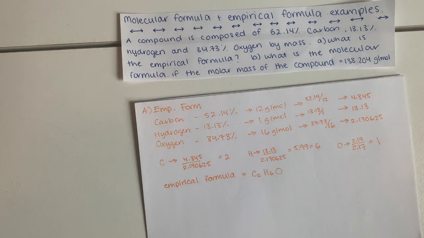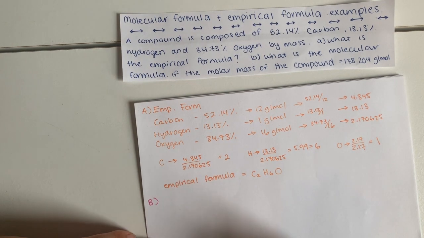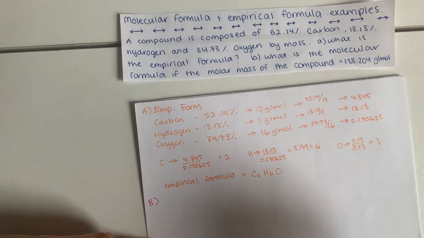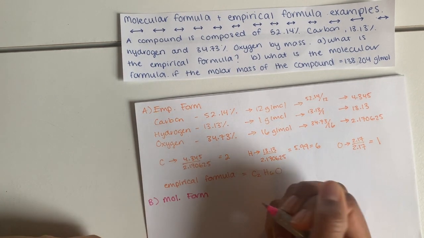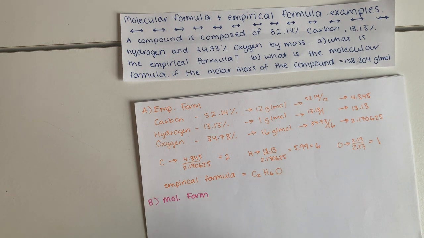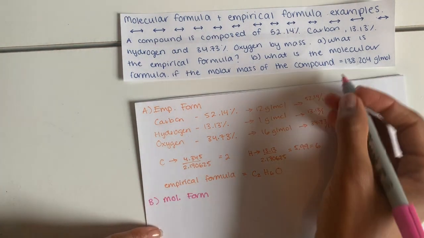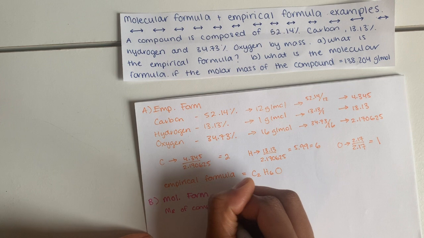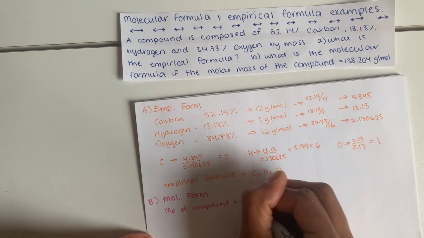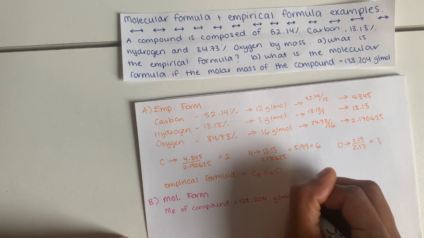Cool, so now that we have the empirical formula, we can find the molecular formula. And the molecular formula is how many of each atom we actually have. So let's put molecular form. Okay, so what do we need for the molecular formula? We need the molecular mass of the entire compound. So that's what we know. We know that the molar mass of the compound is 138.204 grams per mole from the question.